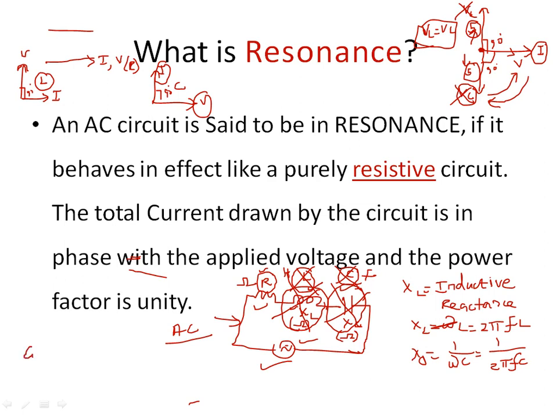Power factor. What is the formula to calculate power factor? Cos phi is equal to R by Z. R means resistance. What do you mean by Z? Z means circuit total impedance. Here total impedance is equal to R plus jXL minus jXC.